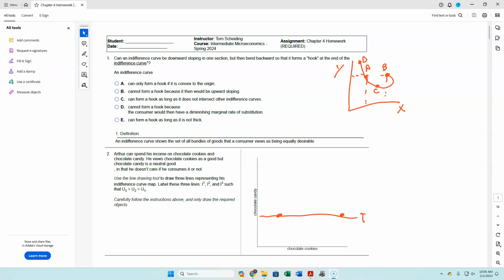So we could call that indifference curve 1. If they now had more candy, they would now be happier. So in essence, when the good on the y-axis is a good and the good on the x-axis is a neutral good, the person will be happier as you move higher up these indifference curves.